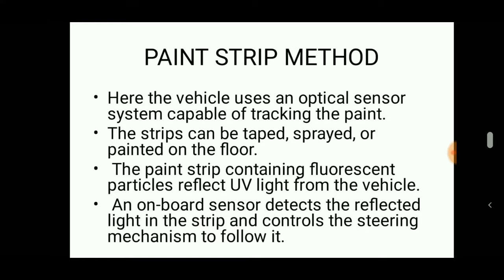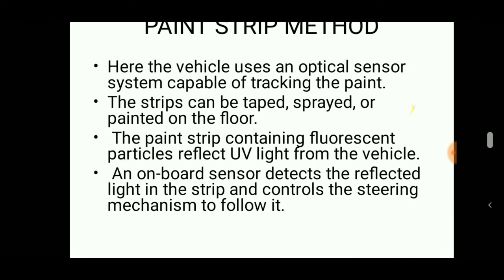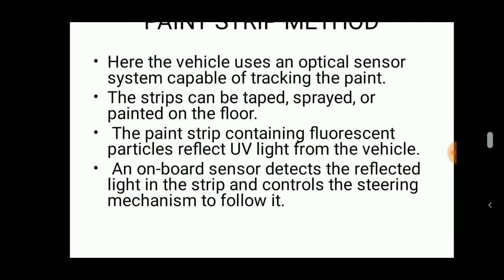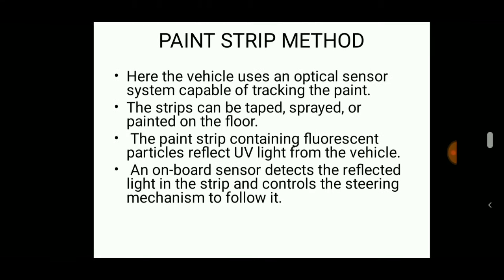Paint strip method. Here the vehicle senses the paint that is applied or pasted on the floor. The strips can be taped, sprayed or painted on the floor. The paint strip contains fluorescent particles that reflect the UV light from the vehicle. An onboard sensor detects the reflected light from the strip and controls the steering mechanism to follow it.